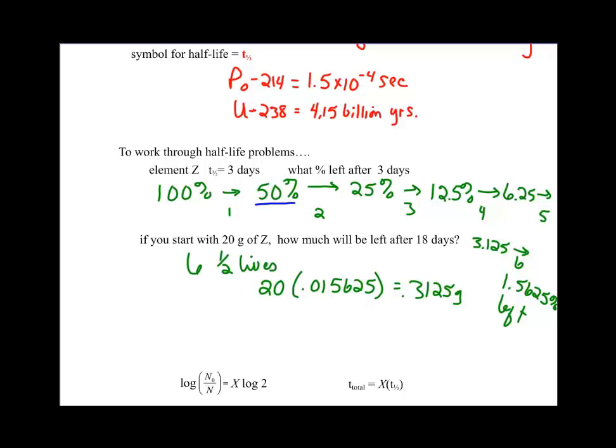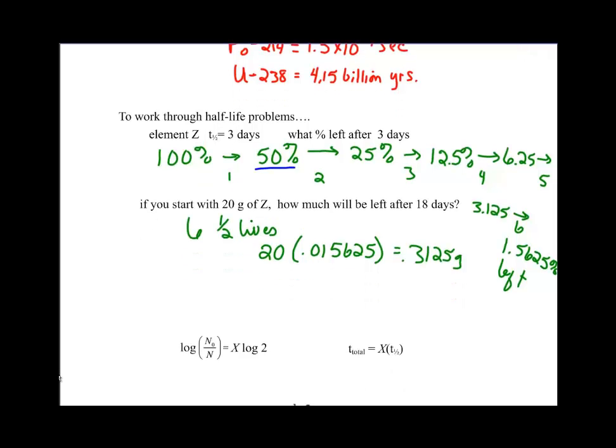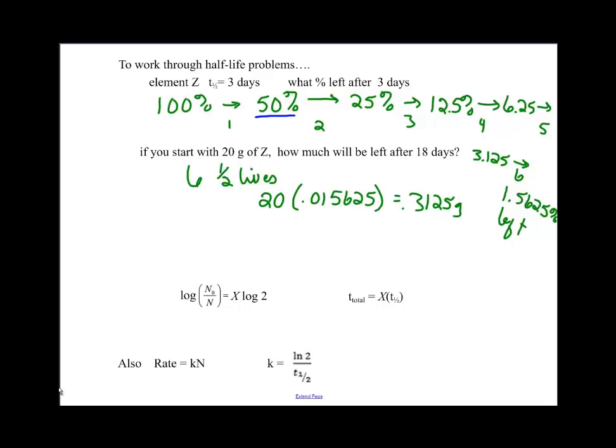Now the other way I can do it is to use the equations from kinetics. Half-lives of radioactive isotopes are first-order reactions for rates of decay. So I use a first-order integrated rate law, reorganize it a little bit so that it looks like this. So I have the log of my original amount over the amount that I'm looking for equals x, which is my number of half-lives, times the log of 2.